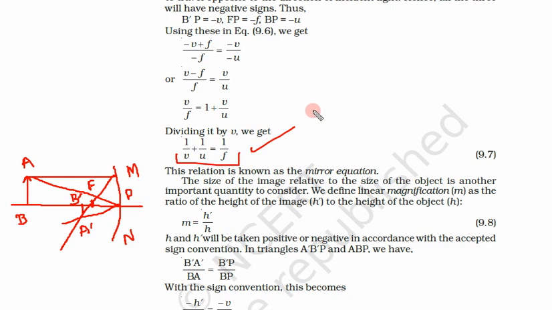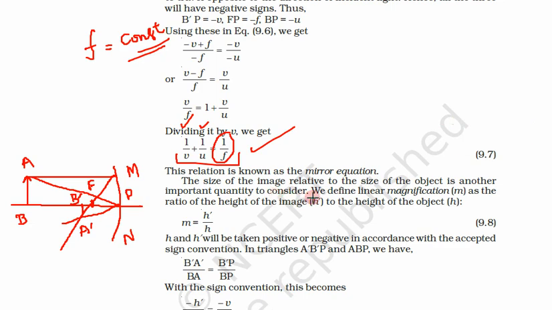Because if we have some mirror, then we can find the focal length of the mirror. How can we find it? We put some object at some distance u, and just by measuring its image distance we can find the focal length of the mirror. So first we have to find the focal length of the mirror. Once the focal length is found for a mirror, it is constant. It will not change. What changes? The distance of the object and the distance of the image.